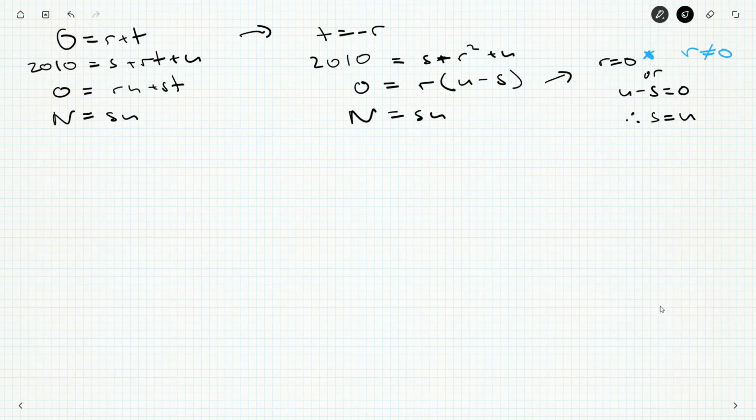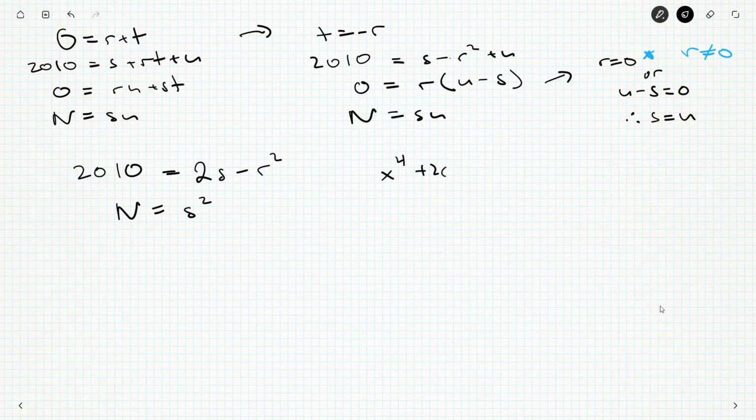Well, that tells me we got some more simplification here. So s has got to be equal to u. So we'll call this 2010 equals 2s minus r squared. That is a minus sign, despite however much it looks like a plus sign. And n is now s squared. Okay. So just by comparing these coefficients, we have reduced it a whole lot. We now have x to the 4 plus 2010x squared plus n is equal to (x squared plus rx plus s) times (x squared minus rx plus s).